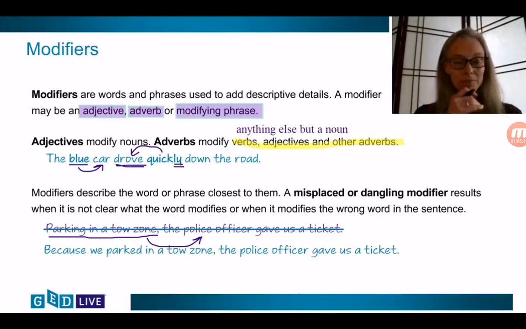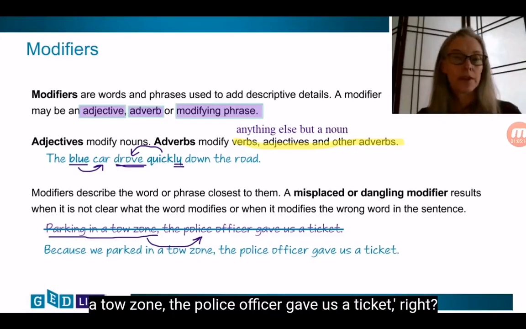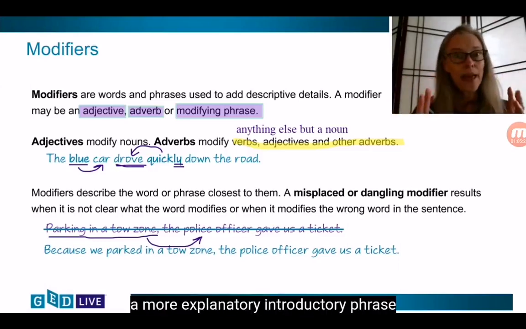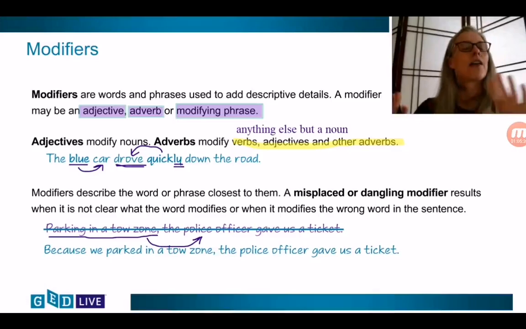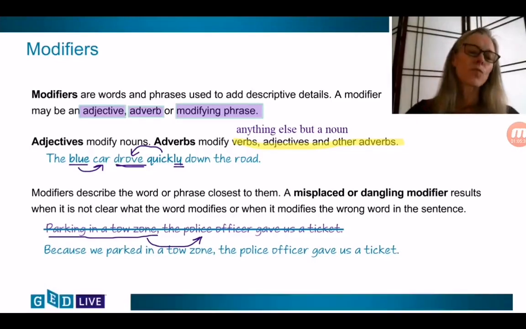So we can do that by making that modifier a lot clearer. Because we parked in a tow zone, the police officer gave us a ticket, right? Because that has now been turned into a more explanatory introductory phrase, right? It really explains what's going on. Now we have the clarity that we need with that modifying phrase.